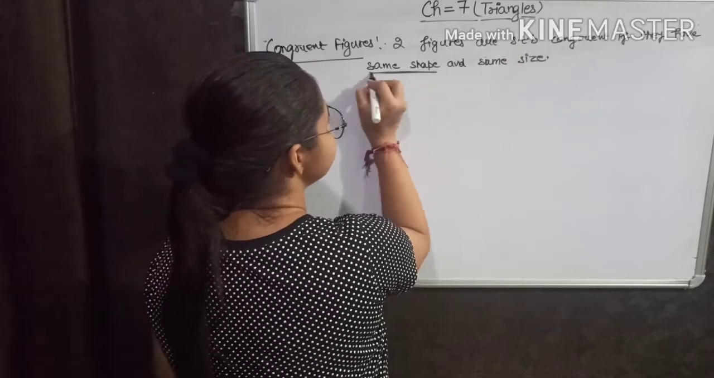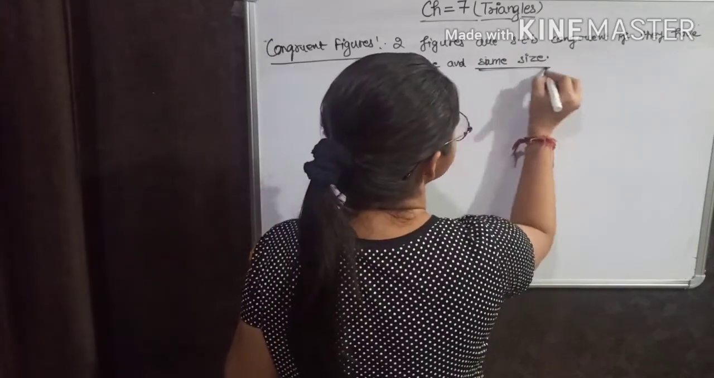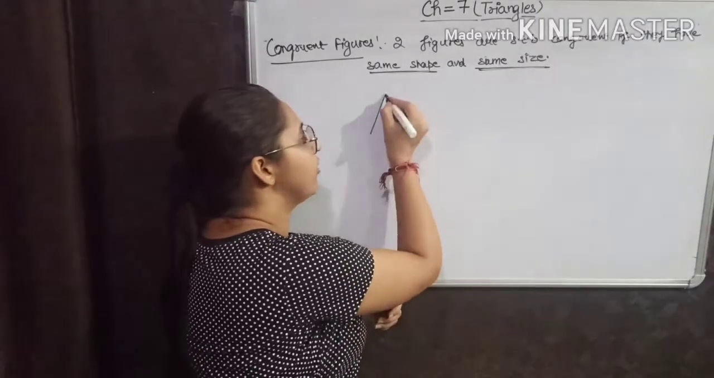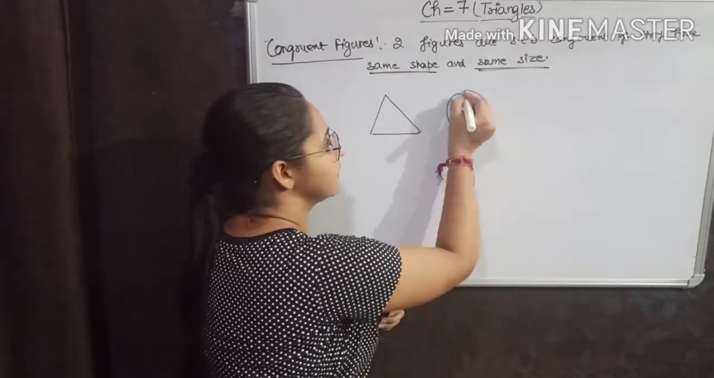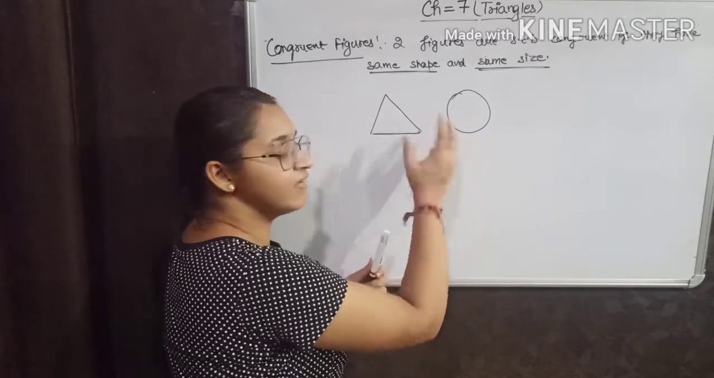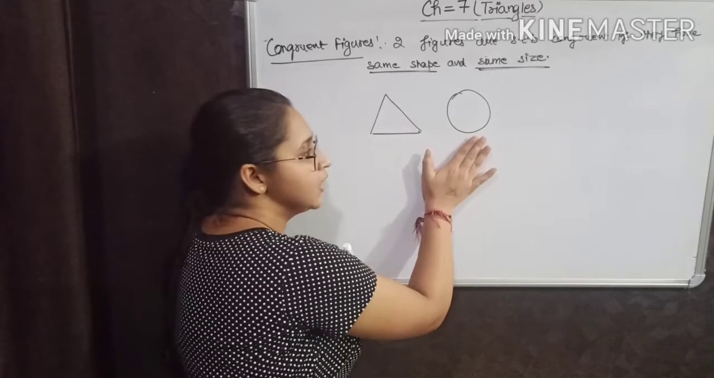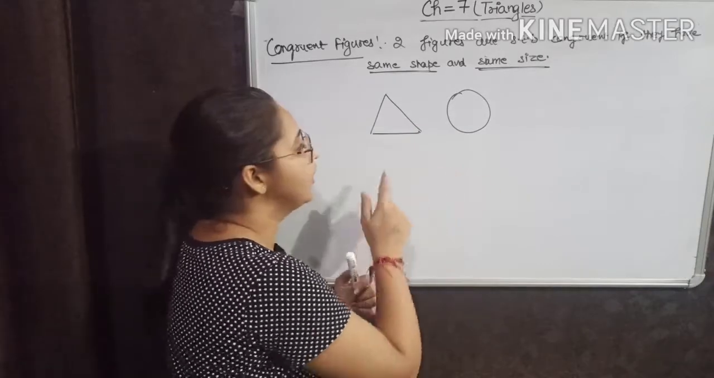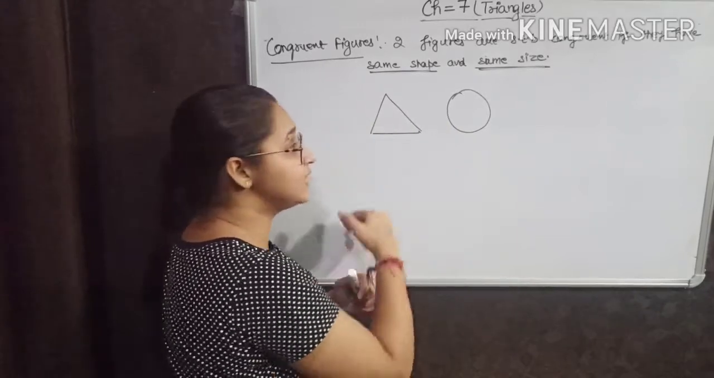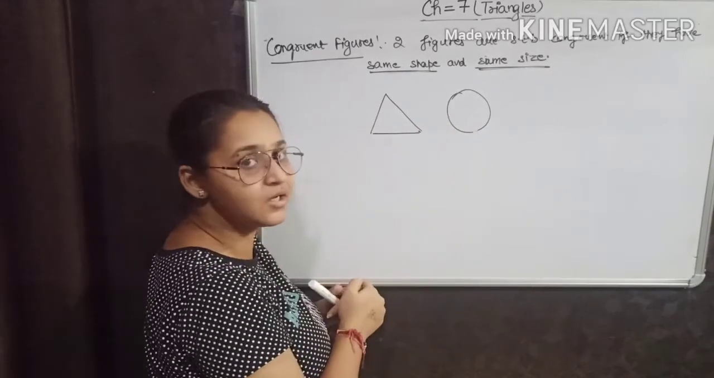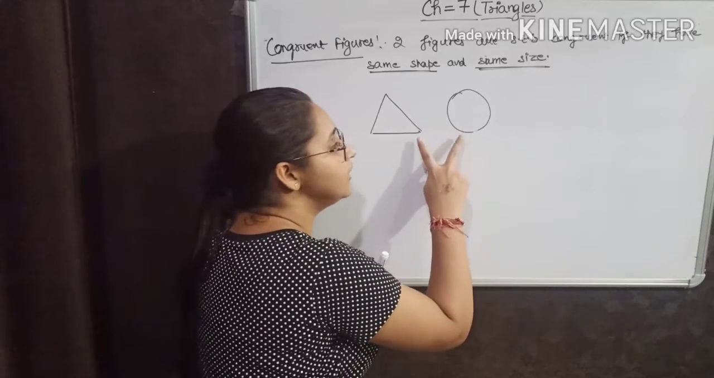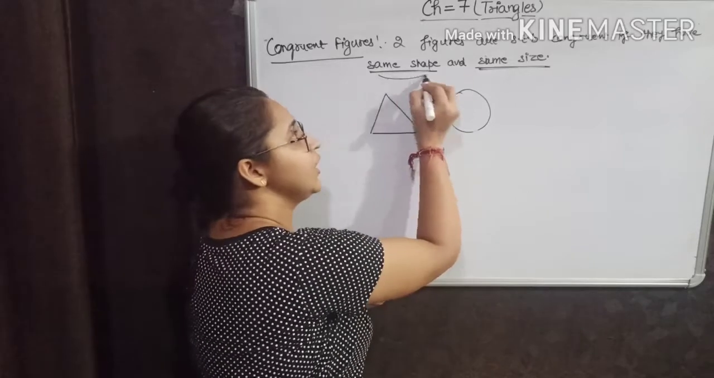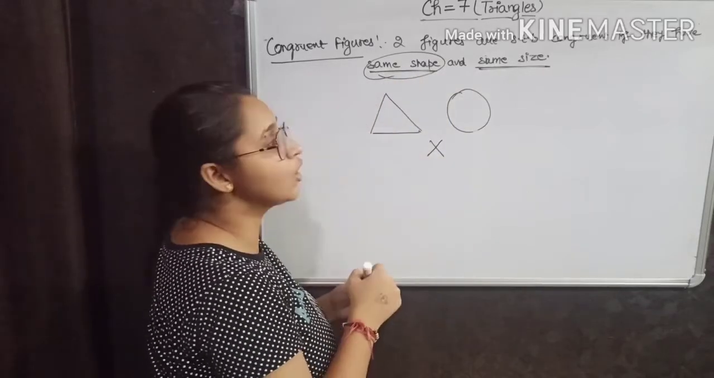Now there are two important points to note for congruence. First is same shape and second is same size. Same shape means, if I have one triangle and one circle, are these two figures covering each other? When I put the circle over the triangle, will this cover the triangle completely? Obviously no. If I put the triangle over the circle, will this triangle cover the complete circle? Obviously no. So these two figures are not congruent. It means first of all the shape must be the same. Got it?